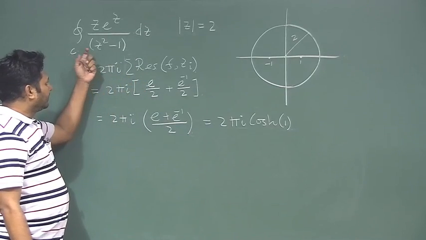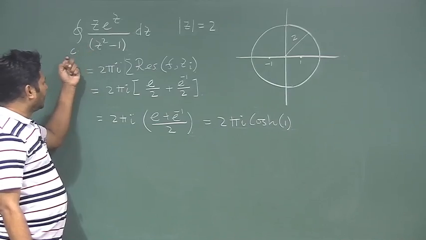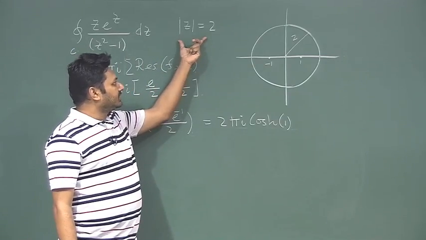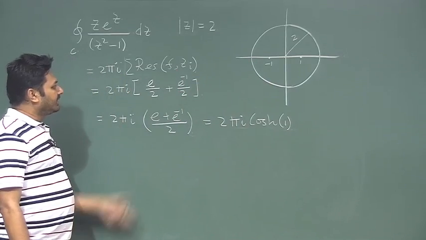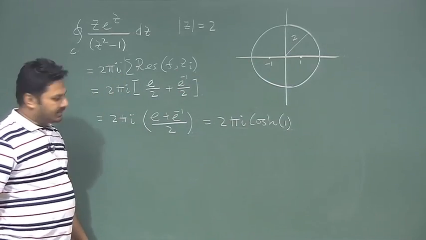So, the function is given, the integration we need to do for this function, the region is given, which is mod z equal to 2. We need to find out where the singularity points are, then calculate the residue, and the rest is straightforward.